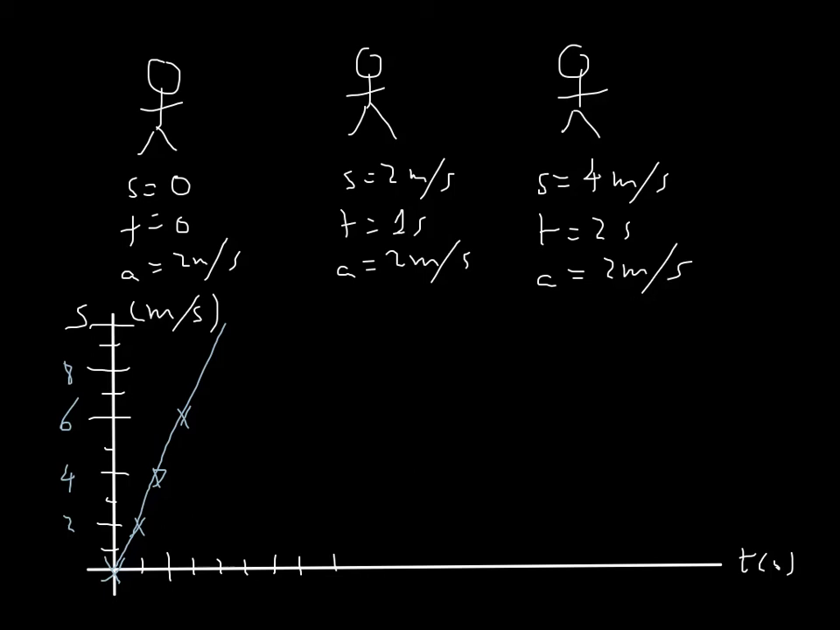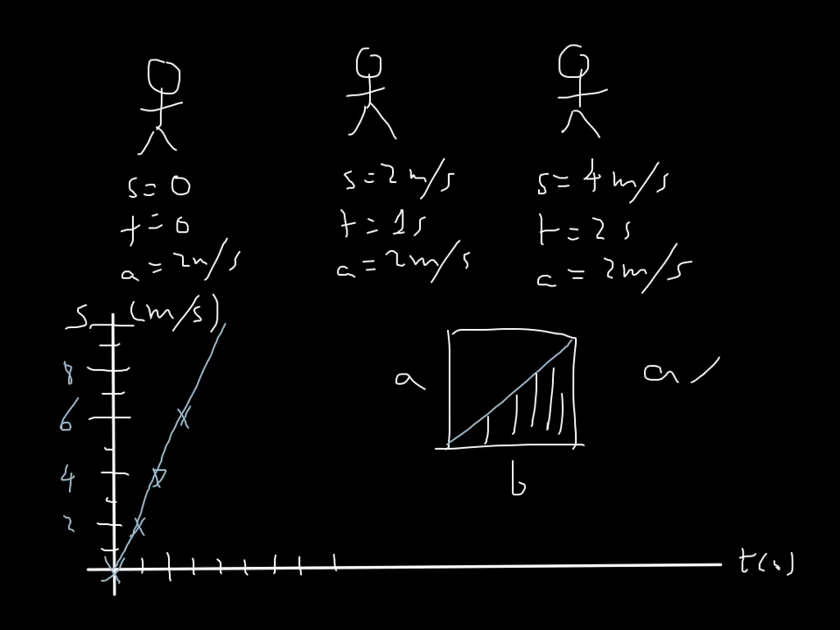Well, do you know how to calculate the area of a triangle? Well, if you don't know how to calculate the area of a triangle, I'm going to show you, but it's actually very simple. So here's a square, and here's a triangle, which takes exactly half the area, right? So if the area of the square is a times b, then the area of the triangle is a times b, and then half, so over 2. So I'm going to use this property to show you how a distance time graph looks.